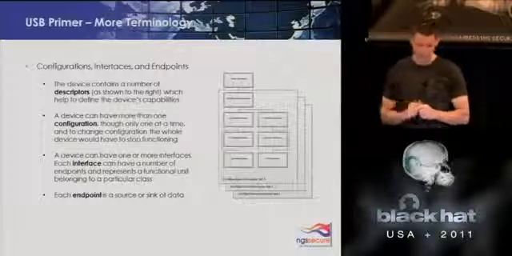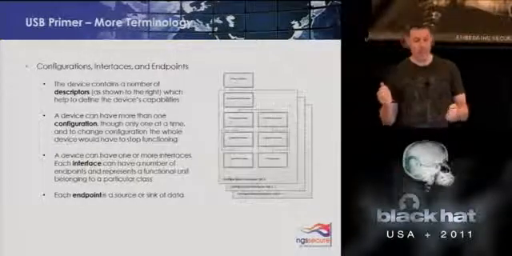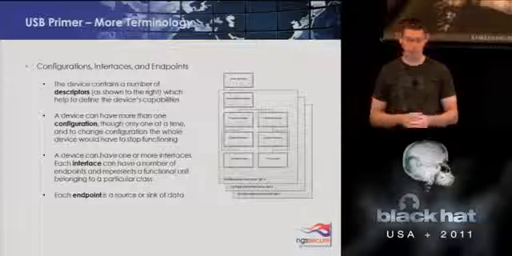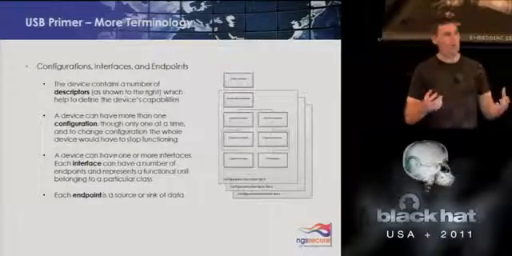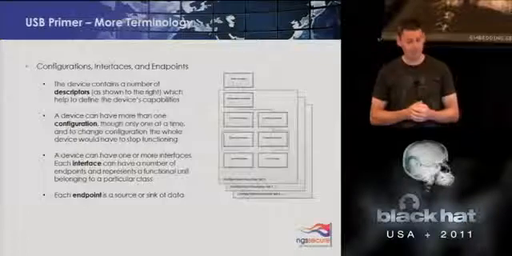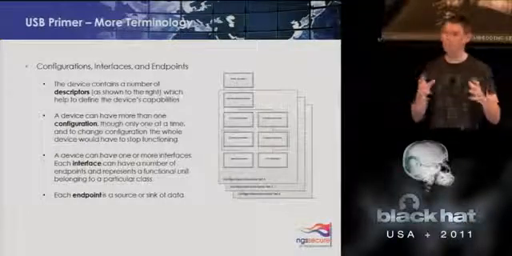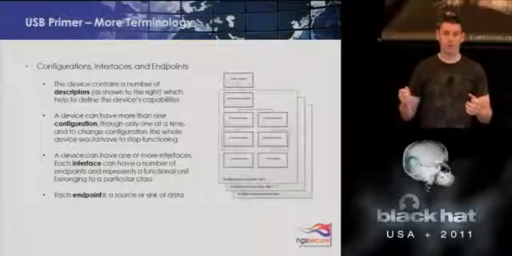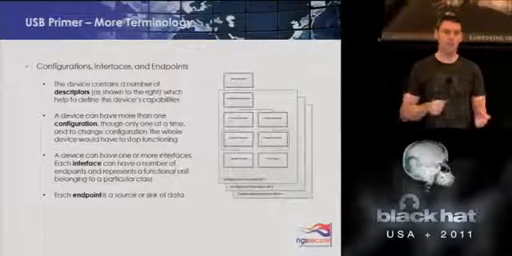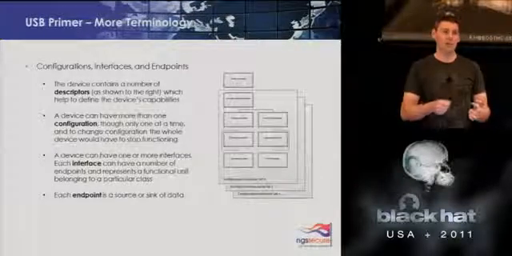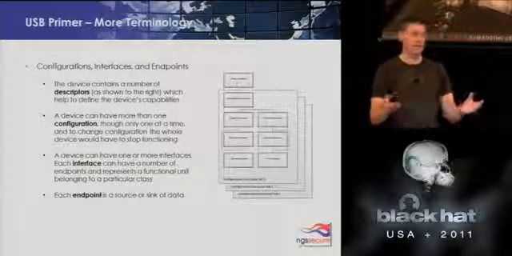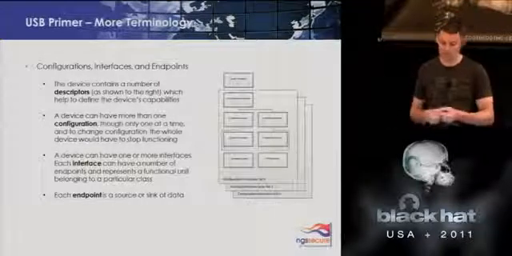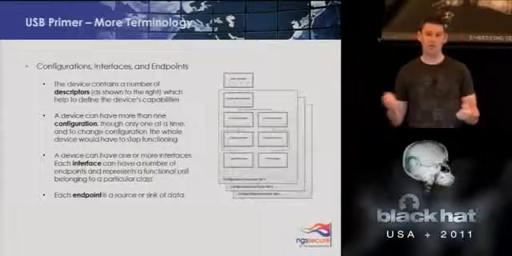Configurations, interfaces, and endpoints. The device has a number of descriptors, and descriptors are going to be very important when we come to the fuzzing, as you'll see later. They have lots and lots of information about the capabilities of a USB device. And you have what's called a configuration descriptor set. Let's say you've got a device that can perform different functions. Sometimes you have USB devices that, rather than just being, say, a mass storage device or a camera, have multiple functions in them. So they might have a hub as well as a mass storage device, and you'll have different configurations associated with those.